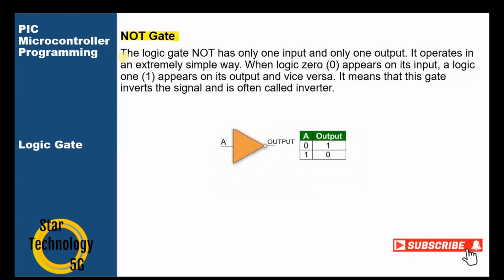NOT gate. The logic gate NOT has only one input and one output. It operates in an exactly simple way. When logic 0 appears on its input, a logic 1 appears on its output and vice versa. It means that this gate inverts the signal and is often called an inverter. Here is the symbol of the NOT gate. It has only one input and one output. If you give it 0, its output is 1, and if its input is 1, output is 0.